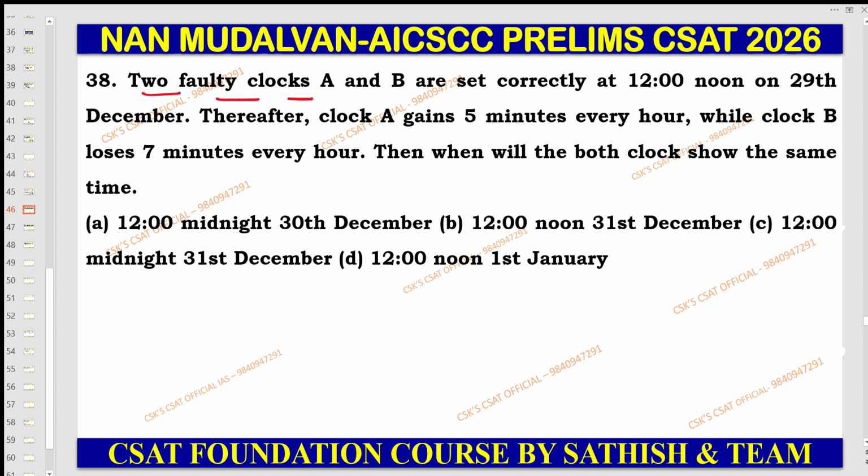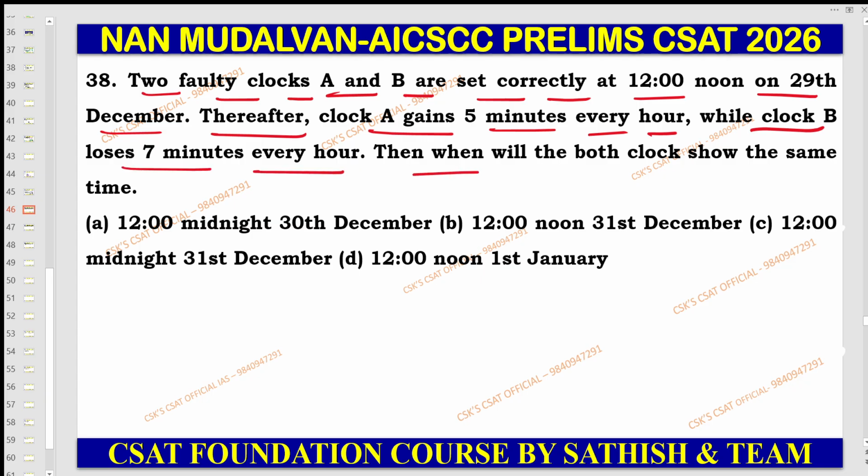Now, two faulty clocks A and B are set correctly at 12 noon on 29th December. Thereafter, clock A gains 5 minutes every hour. Clock B loses 7 minutes every hour. Then when will both the clocks show the same time?